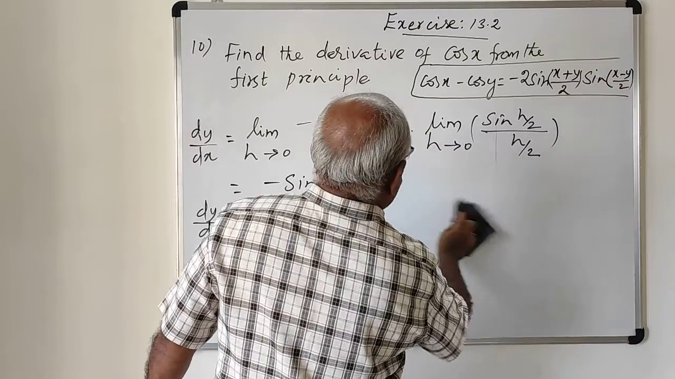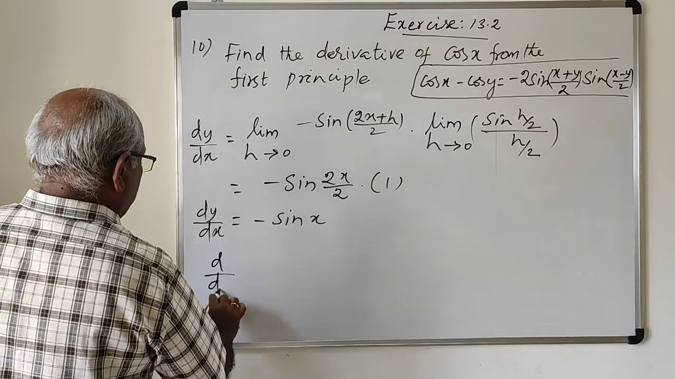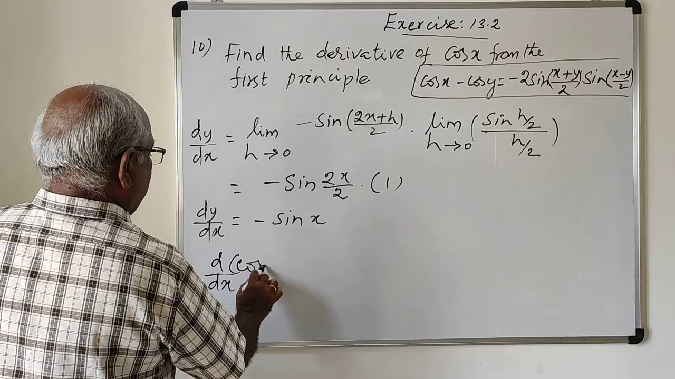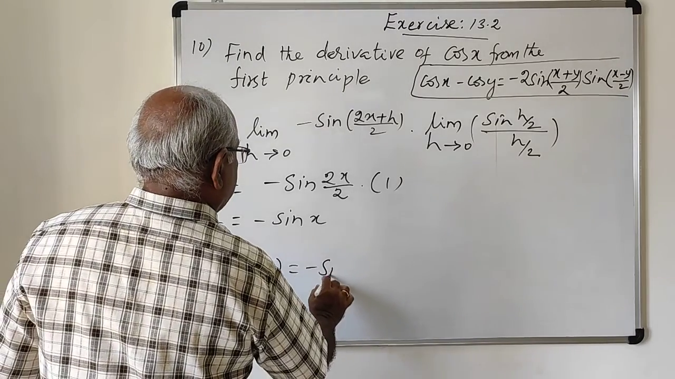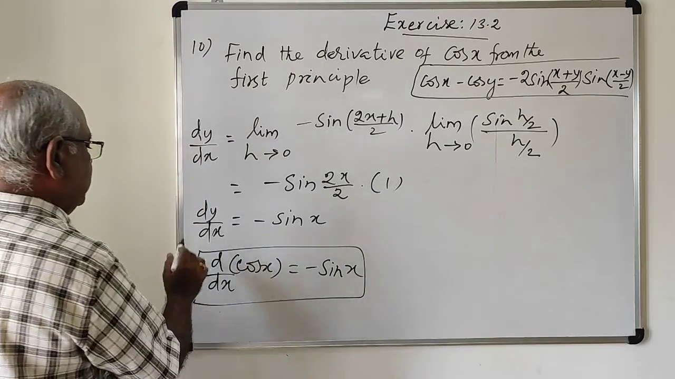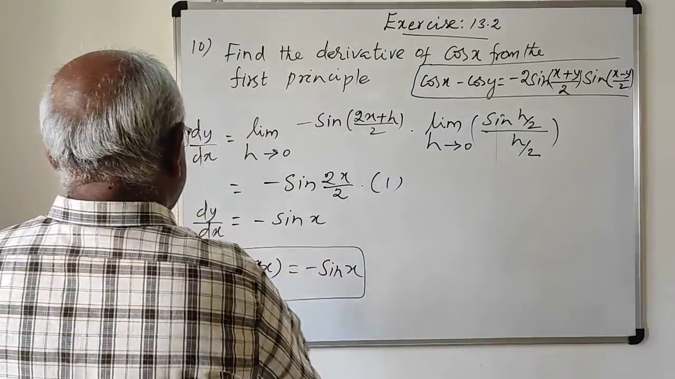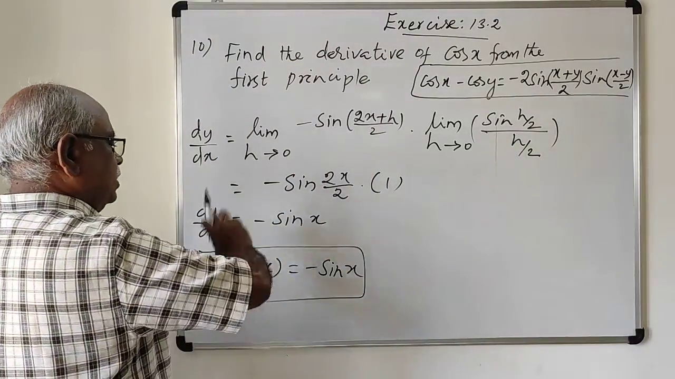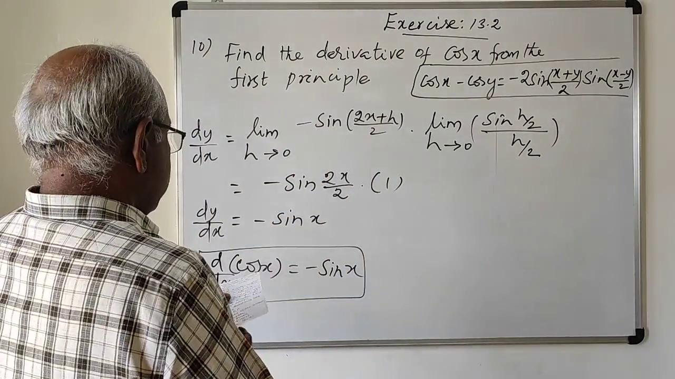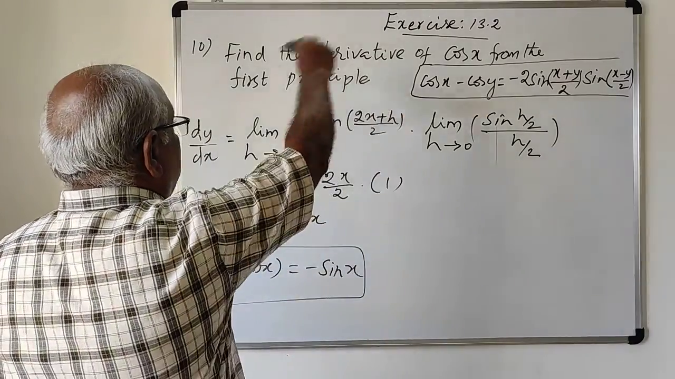The second one, derivative of cos x is minus sin x. So the derivative of cos x with respect to x by the first principle formula is minus sin x. You consider this as another standard result. So the derivative of sin x is cos x and the derivative of cos x is minus sin x. Next, we have to find out the derivative of tan x from the first principle.